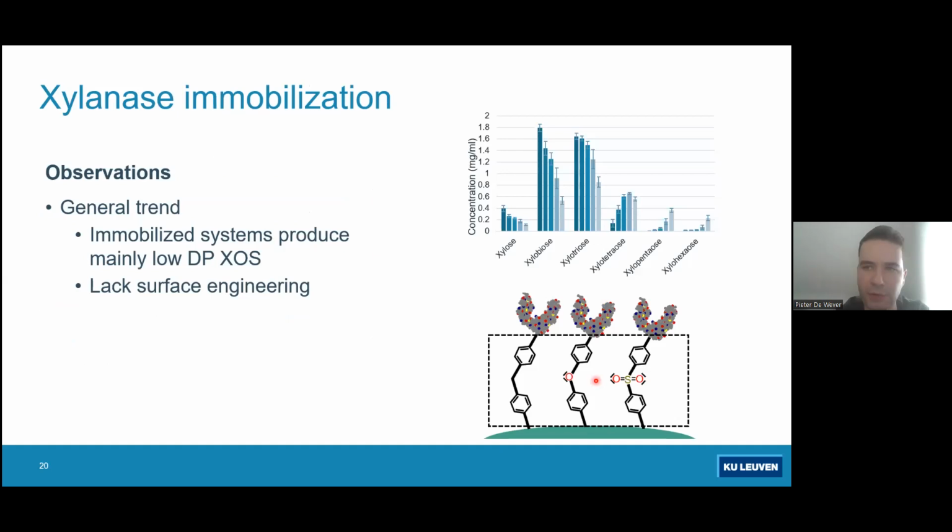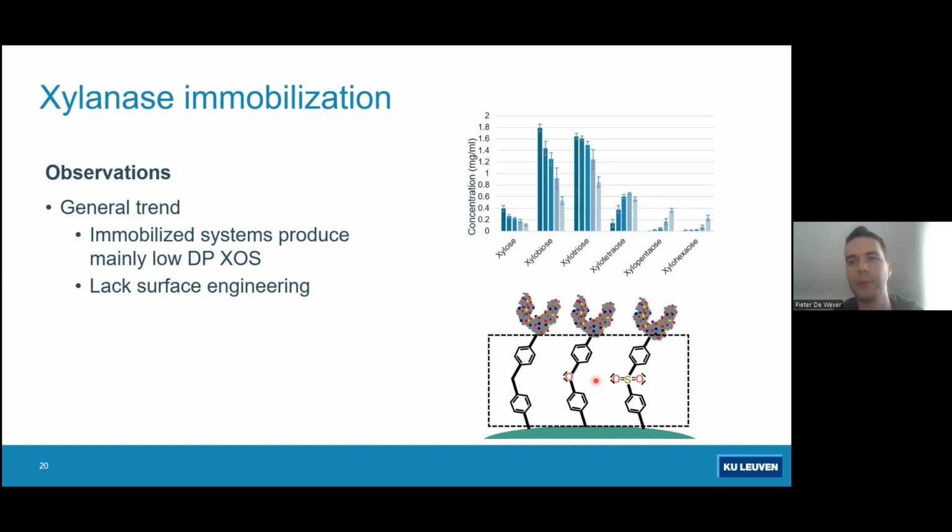Now, what we have noticed in general is that there is a trend in immobilized enzyme systems to produce mainly low DP xylo-oligosaccharides, meaning a focus on the production of xylobiose and xylotriose, which is a bit surprising as these higher DP fractions also have the prebiotic function.